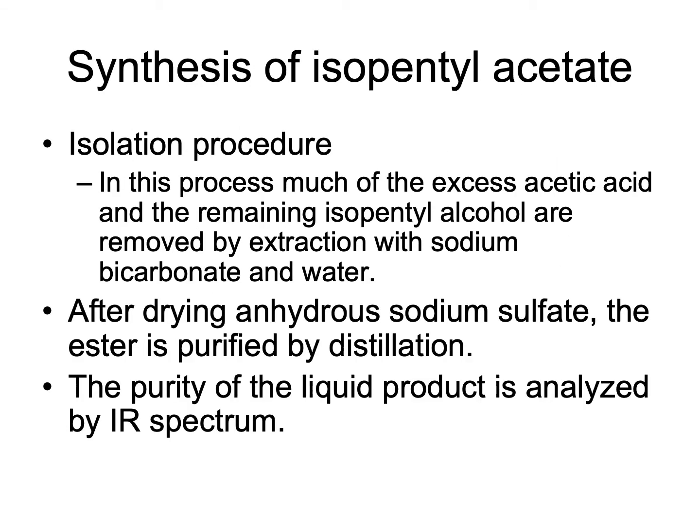After we are done with the synthesis of isopentyl acetate, we are going to remove excess acetic acid and remaining isopentyl alcohol with the use of sodium bicarbonate and water. After drying with anhydrous sodium sulfate, the ester is purified by distillation. And at the end, we are going to use IR to evaluate the purity of the product.